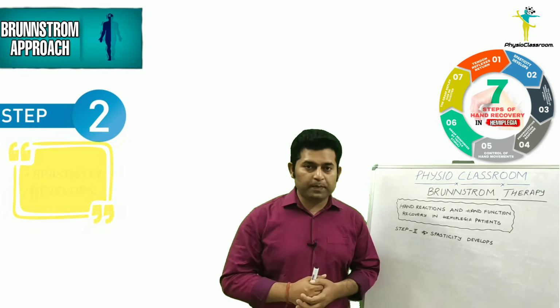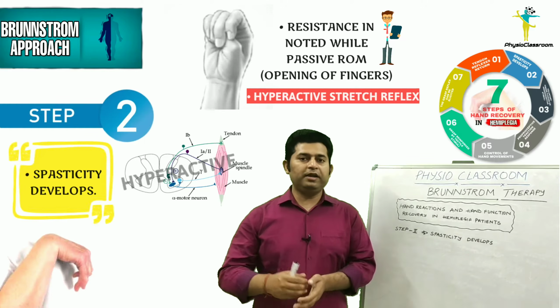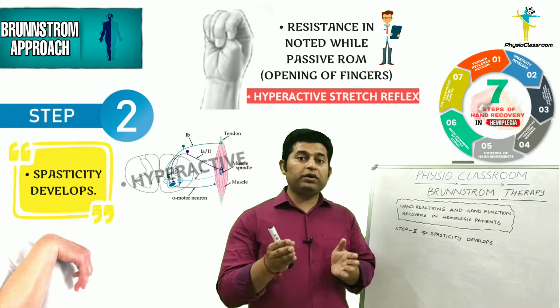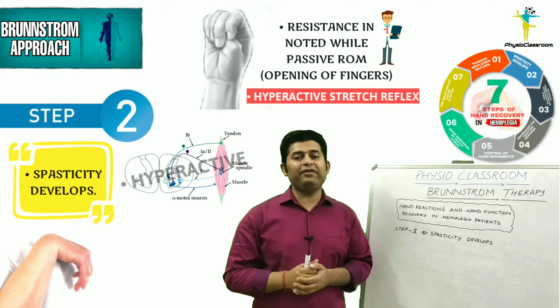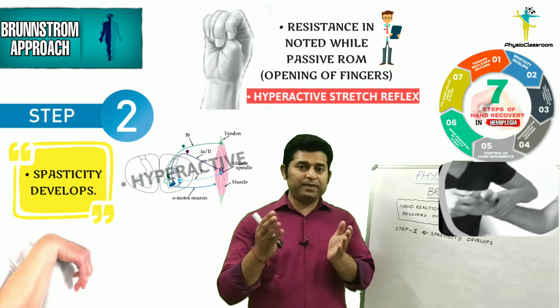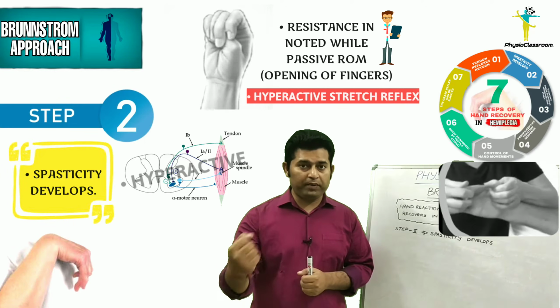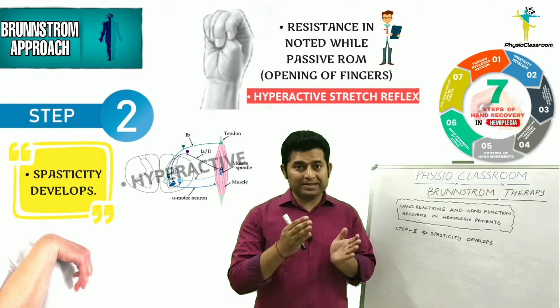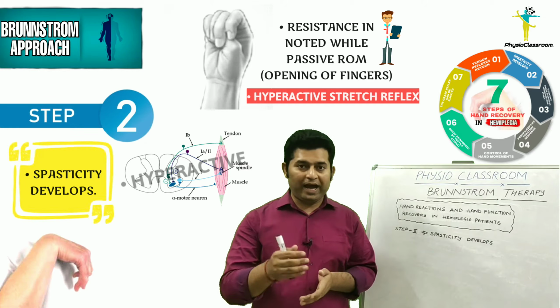In step 2, the spasticity starts developing in the paralytic upper limb, and now the physiotherapist can characteristically feel the resistance that is being offered to passive movements. This is so because of the muscle stretch reflex becoming hyperactive.